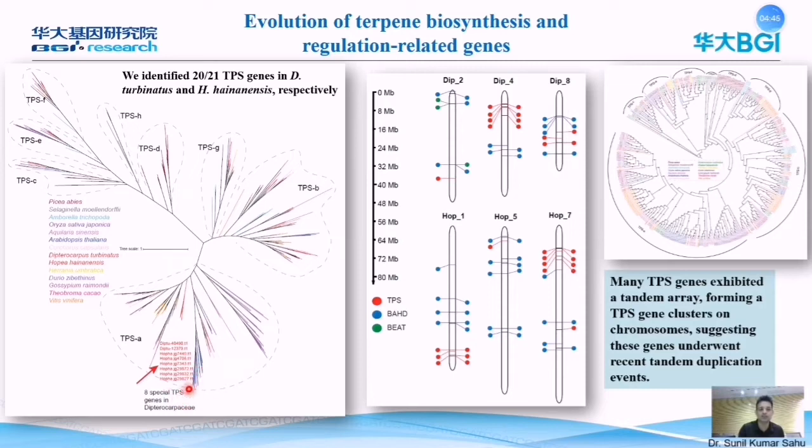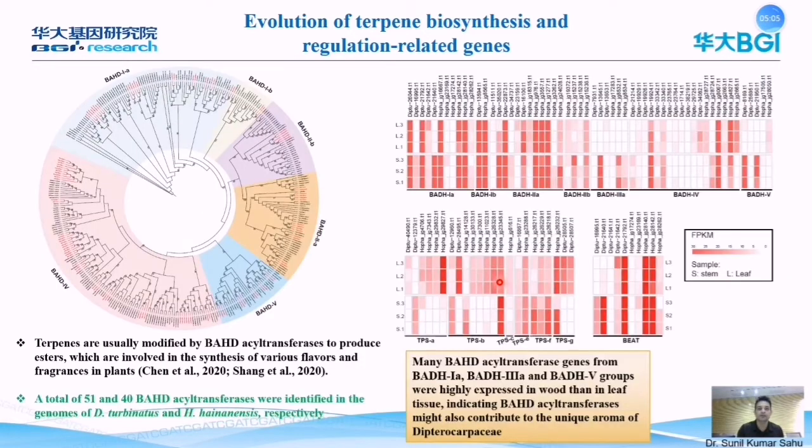Then we further looked into the evolution of terpene biosynthesis and found 8 special TPS-A genes in the Dipterocarpaceae, which are not found in any other species. Interestingly, we found several TPS gene clusters on chromosomes 4, 8, 7, and 1, which suggests that these genes underwent a recent tandem duplication event.